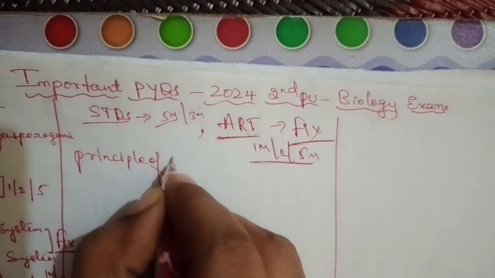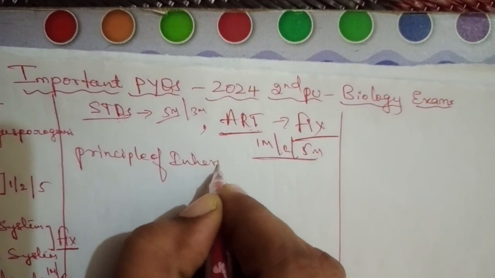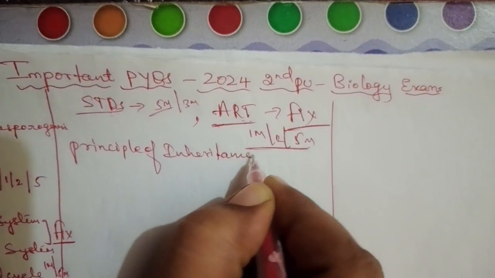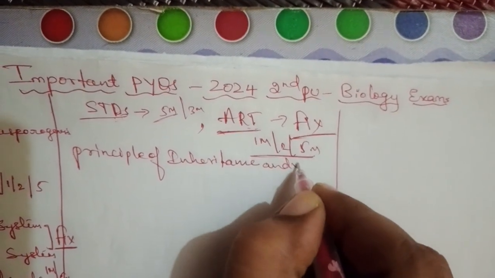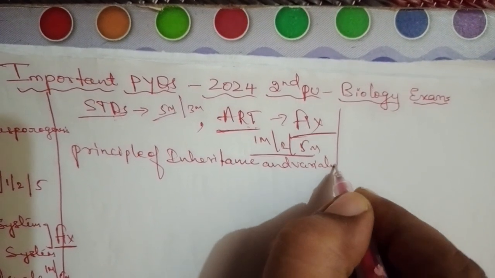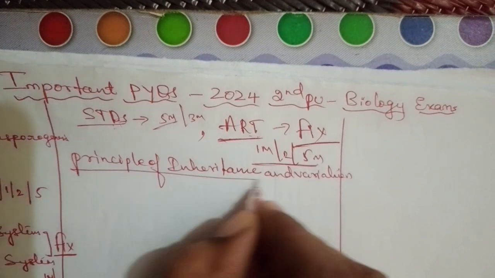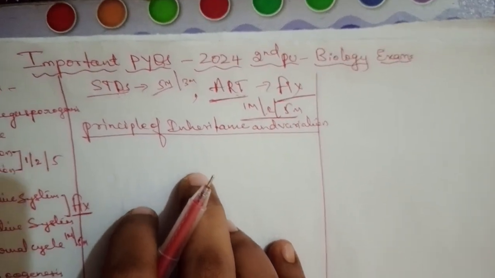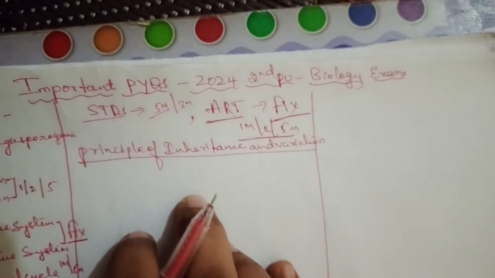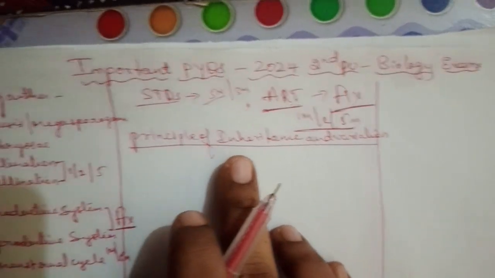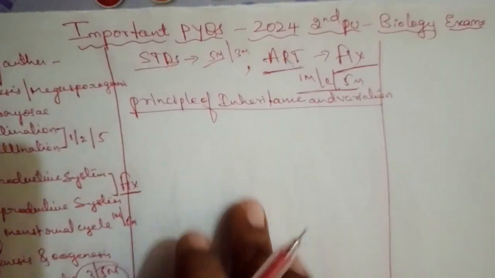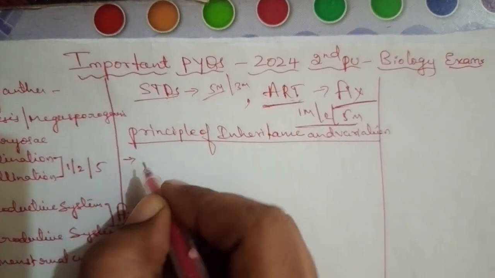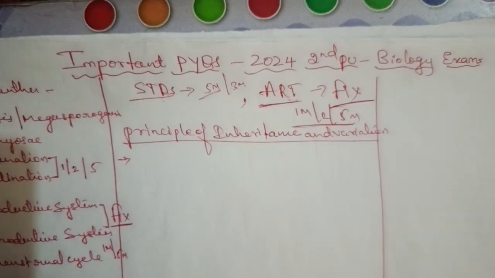Principle of inheritance and variation. In this chapter, again, you know that it is one of the biggest chapters. So a 5 marks question, a hot question, can be developed from this chapter. Got it? So here in the principle of inheritance and variation, what will be the most important questions?